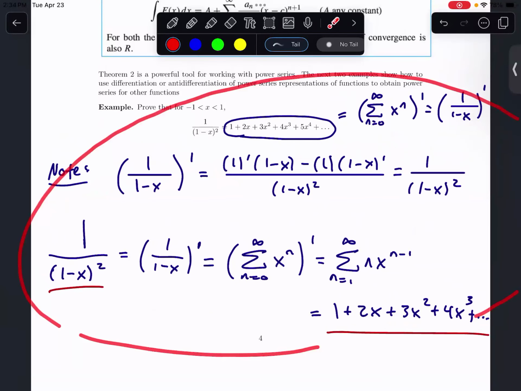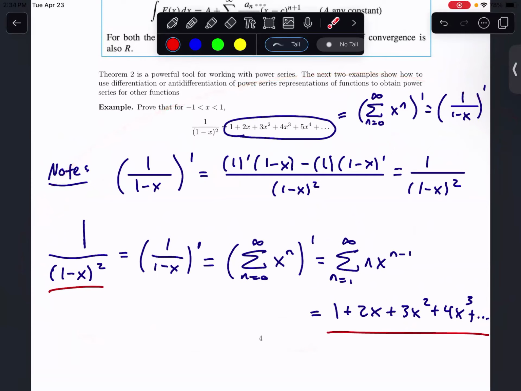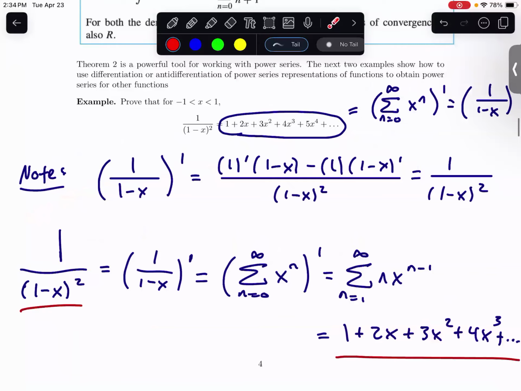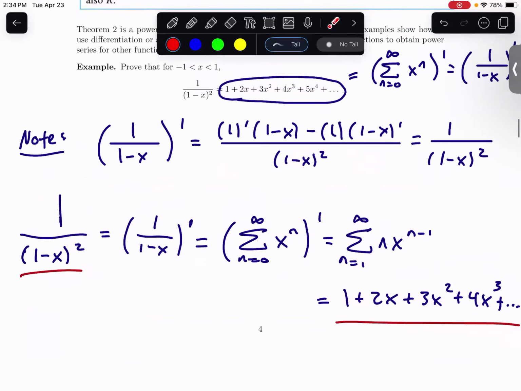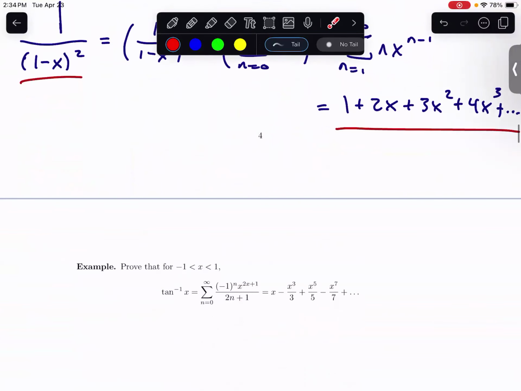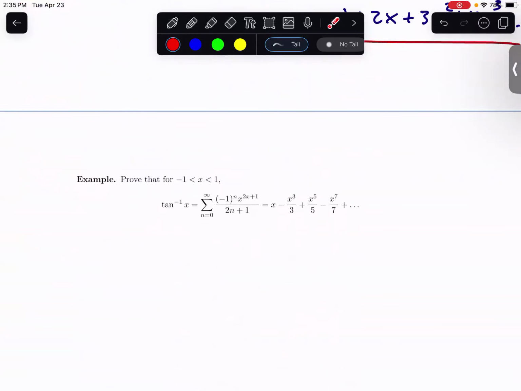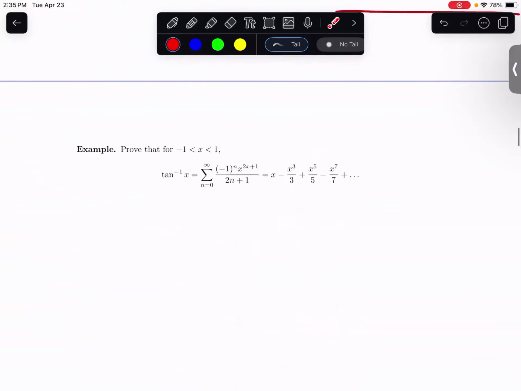Okay, any other questions? Okay, so we looked at the derivative. Now let's look at integration. The next one's a little bit more difficult, I would say. But this is the go-to example whenever you want to use integration to find power series.